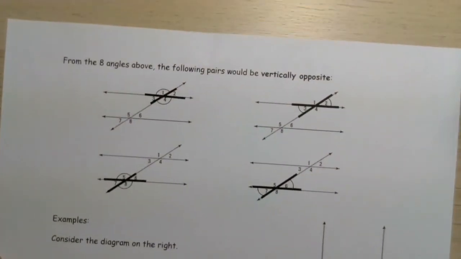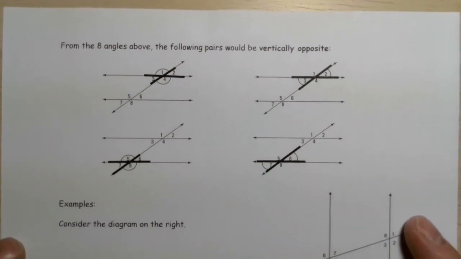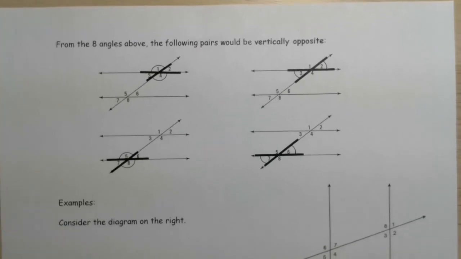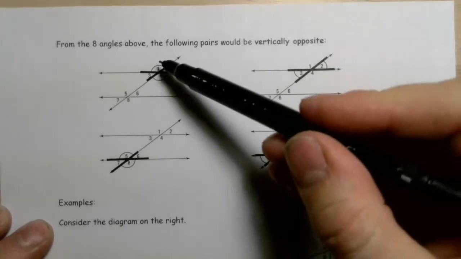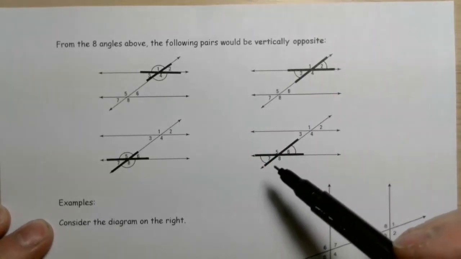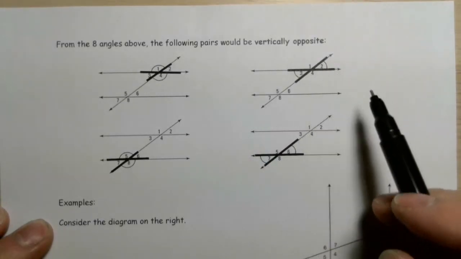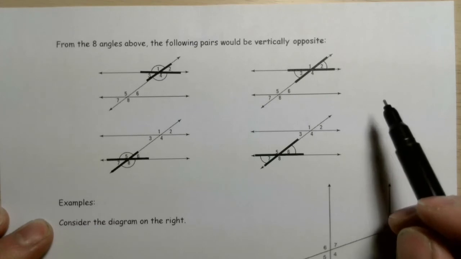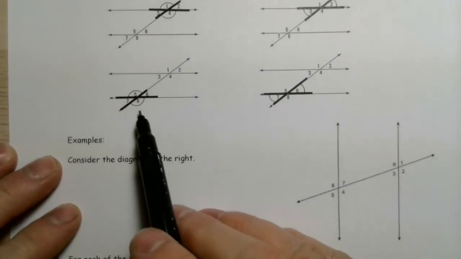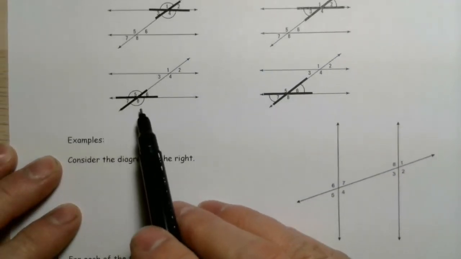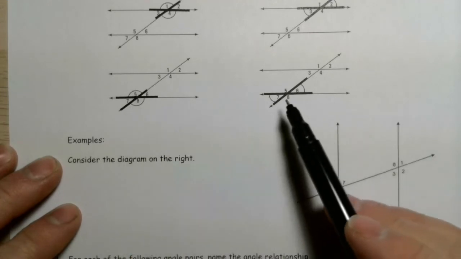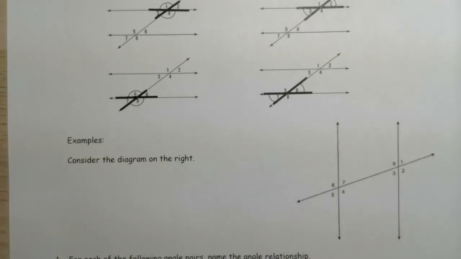So on that diagram where we had the 8 angles drawn, I have 4 different pairs of vertically opposite angles. 1 and 4 are equal to each other, they're vertically opposite. 2 and 3 are equal to each other and they're vertically opposite. 5 and 8, again, either side of the vertex, they're vertically opposite, they're equal. 7 and 6, either side of the vertex, they are vertically opposite to each other.